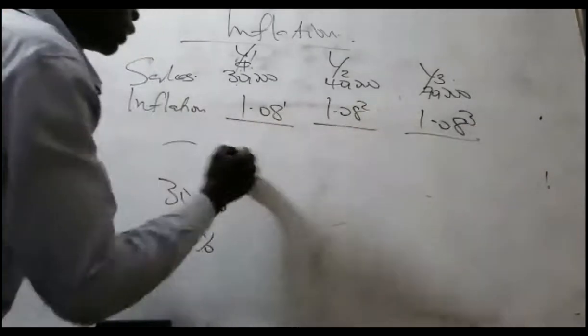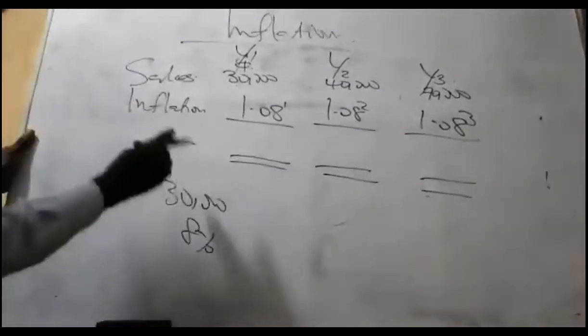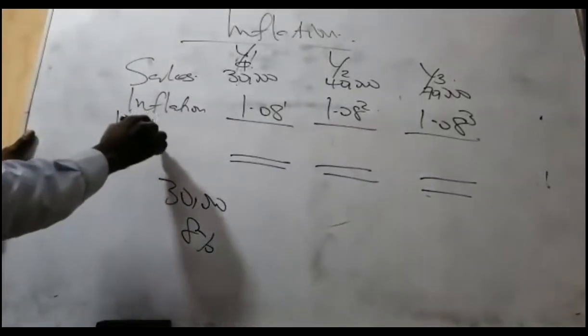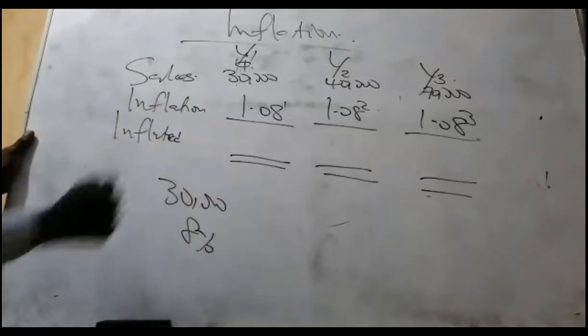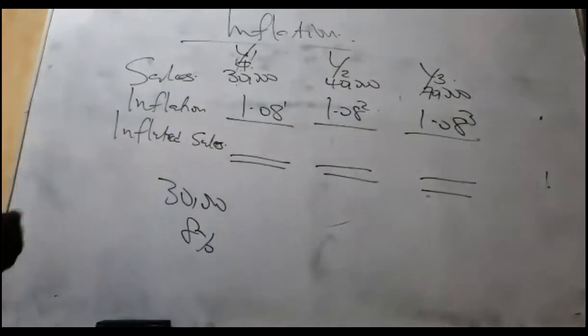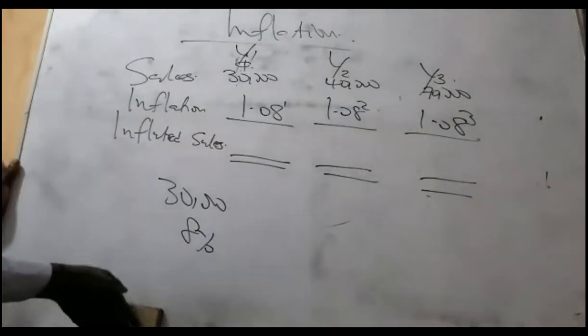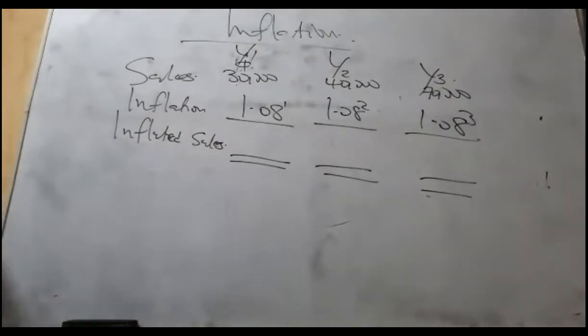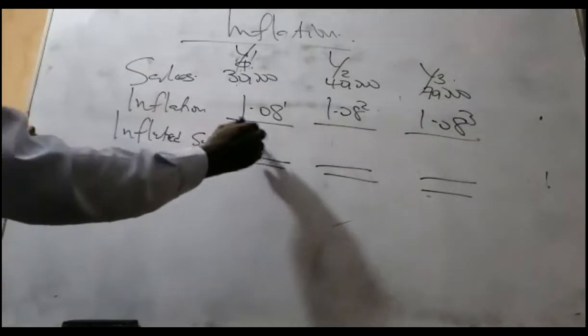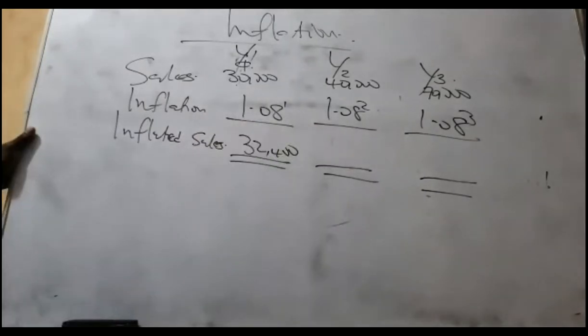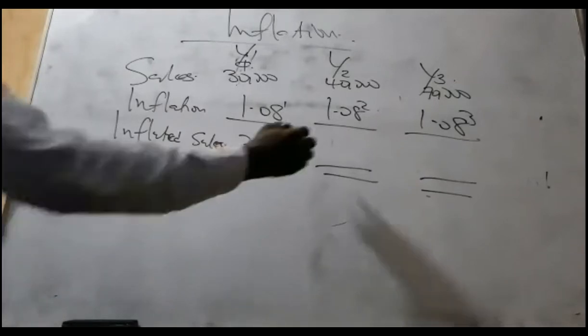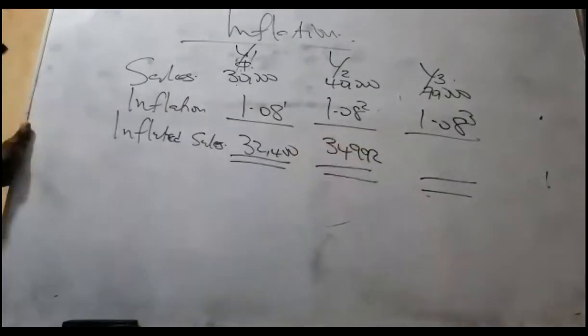So kindly calculate it for me. Let's know the inflated sales revenue. The inflated sales revenue will be 32,400. Year 2 will be 34,990.